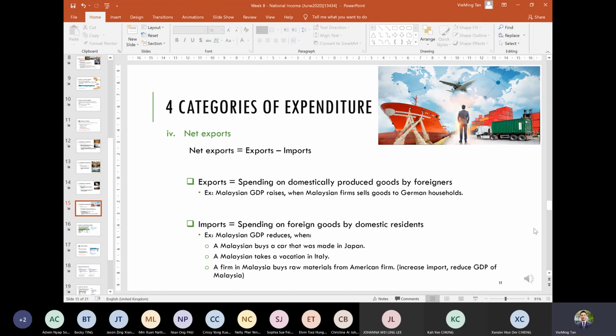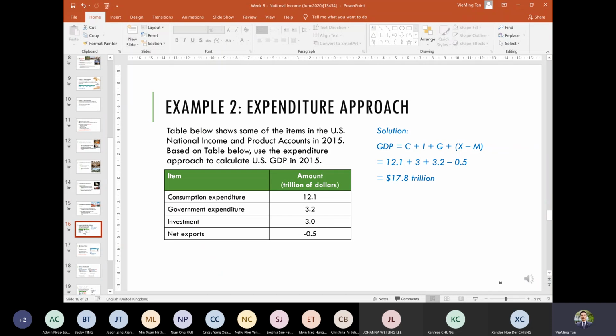Okay, so let's try one example on how to use the expenditure approach to calculate the GDP value for a country. This table is showing some of the items in the US national income and product accounts in 2015. Based on the table below, use the expenditure approach to calculate the US GDP in 2015.